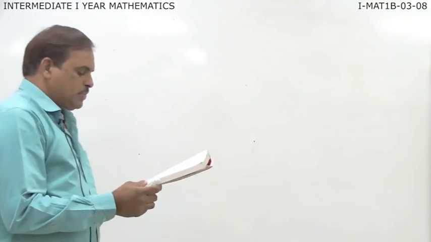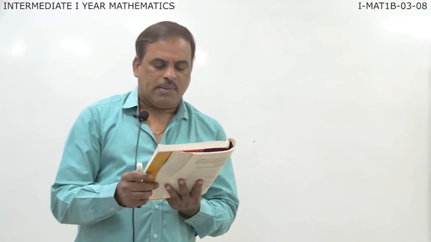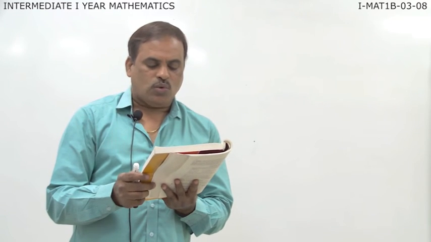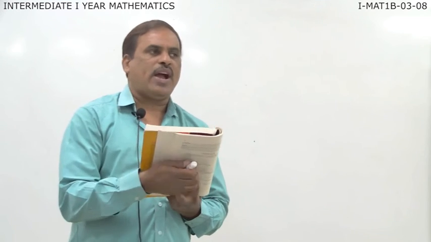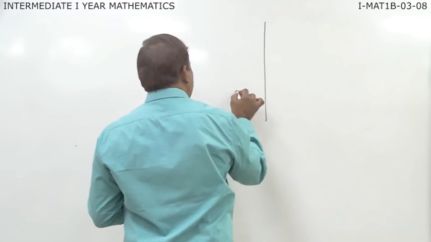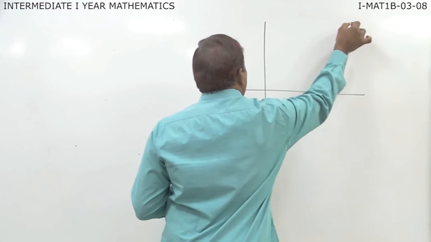So I'll just read out this problem. A straight line through P (3,4) makes an angle 60 degrees with the positive direction of x-axis. Find the coordinates of the point on the line which are 5 units away from P. Third section, second problem is going to be this. Already we did this kind of problem in the second exercise only.